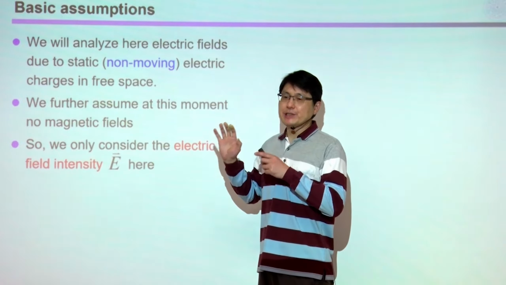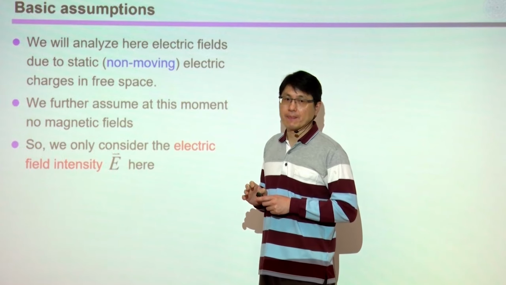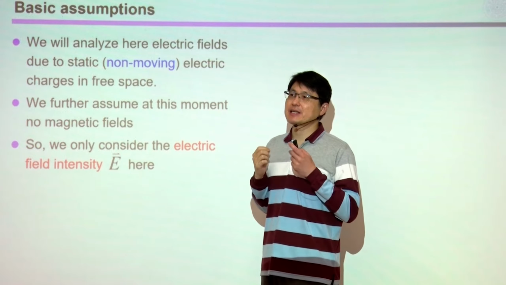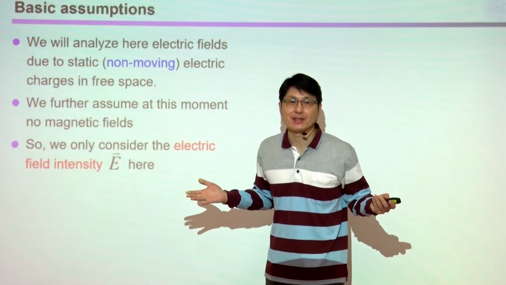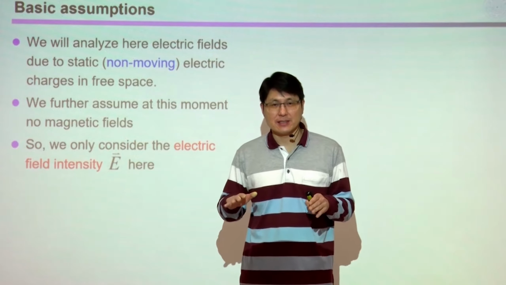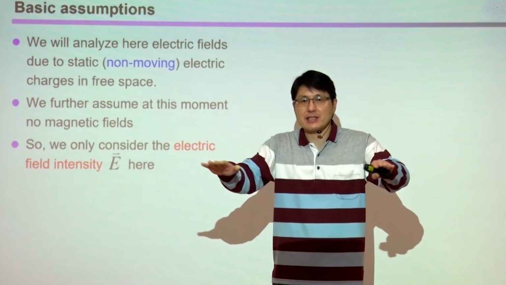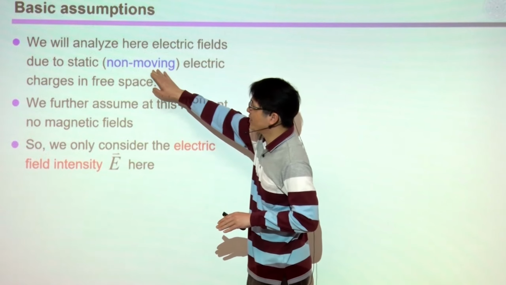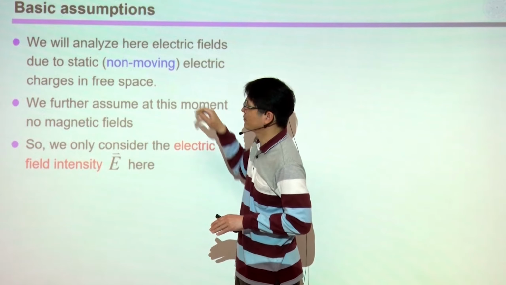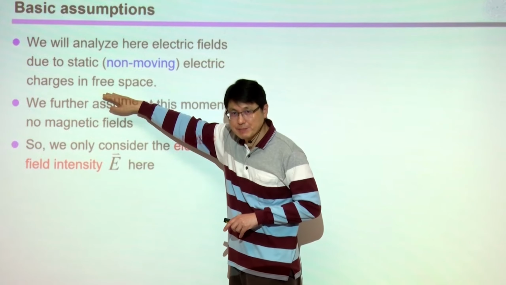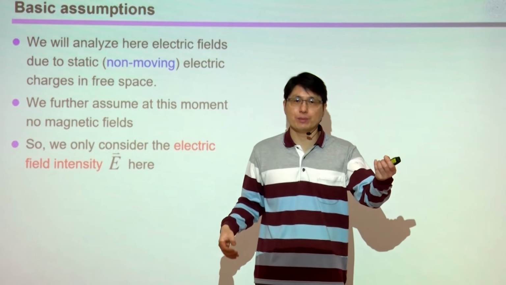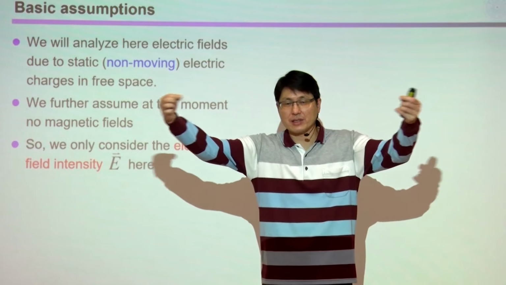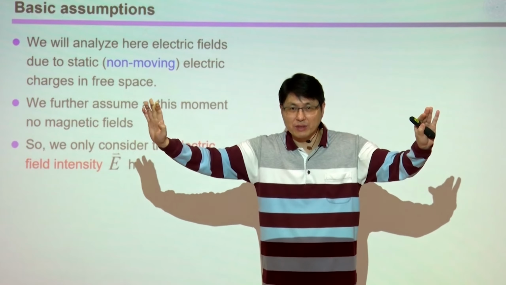We need to make assumptions. In electrostatics, the basic assumption is nothing is moving. Static, 静态, stationary, everything remains non-moving. We're talking about free space now, so we might have vacuum, but we have one charge and the next charge. But they're not moving. Nothing is moving.